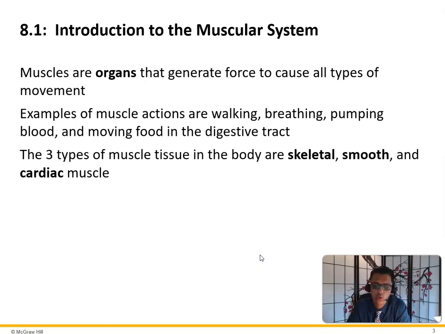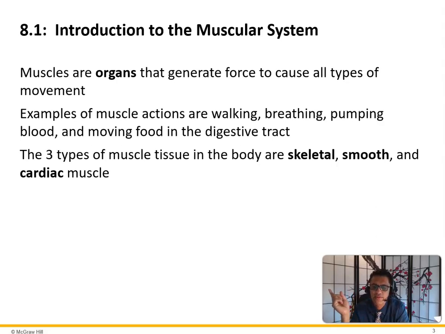So muscles are organs. Remember, a whole bunch of cells make up tissues, a whole bunch of tissues make up organs. So muscles are organs that generate force to cause all types of movement. Some examples of muscles in action are walking, breathing, pumping blood, and moving food in the digestive tract.